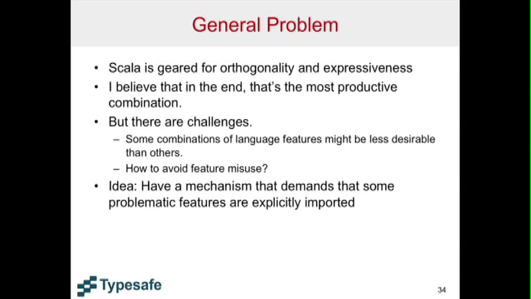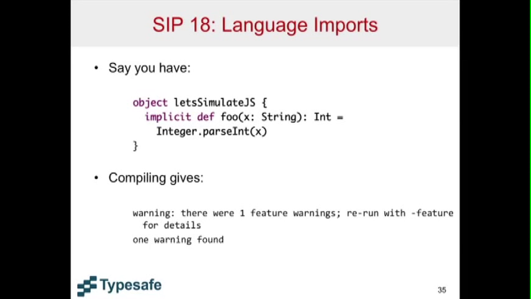So the idea that we had here is to have a mechanism that identifies some of the problematic features and demands that they're explicitly imported. And that's SIP 18 on language imports. Let's say you have written a lot of code in JavaScript, and you say, well, I have a brilliant idea. JavaScript lets me automatically treat a string as an integer. Let's do the same thing. And I can. I can write an implicit conversion. So I can have a conversion foo that takes a string and gives me back an integer, and it's implicit. And I compile it, thinking I'm a clever fellow, and the compiler comes back and says there was one feature warning, rerun with -feature for details.